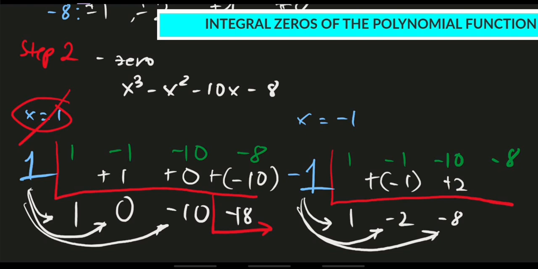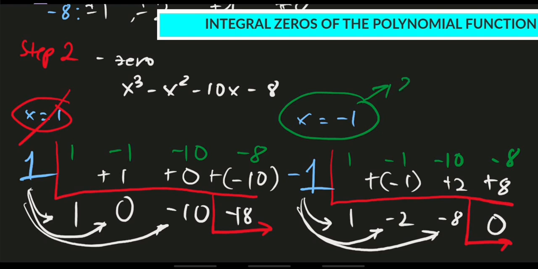And then multiply. Negative 1 times negative 8 is actually positive 8. And then add. Negative 8 plus 8 is equal to 0. Since the remainder, the last number for this given problem, is 0, that means x as negative 1 is a 0. So this is considered a 0 of this given polynomial.